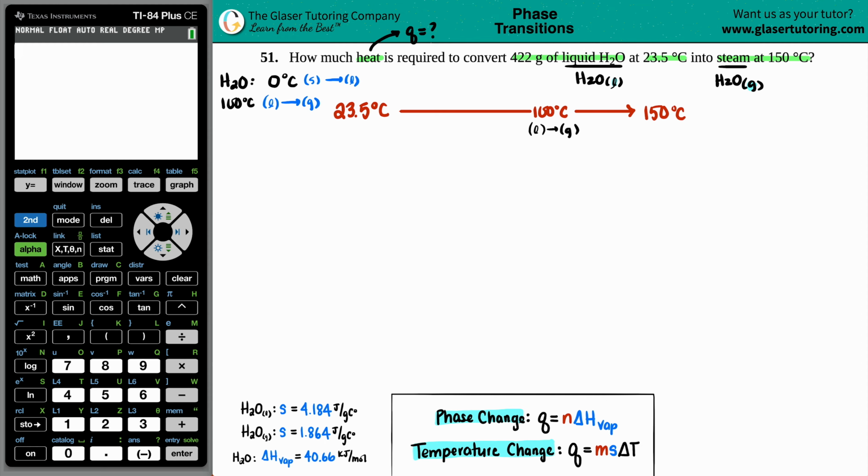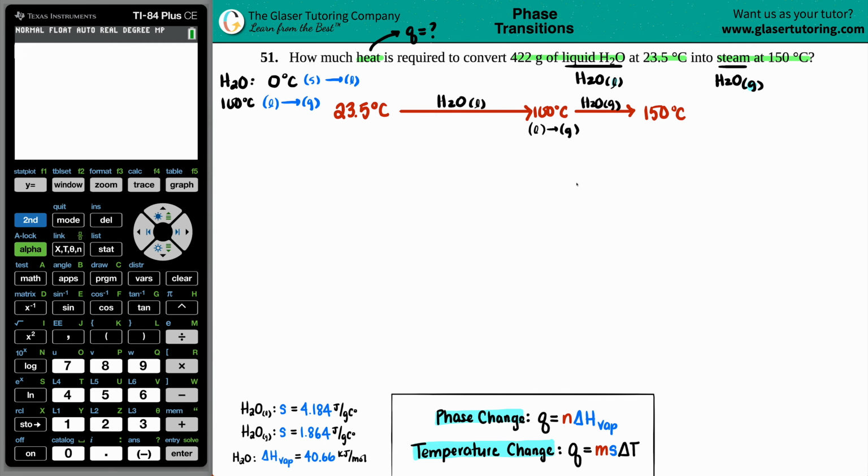So now I have different steps, and here is your blueprint. Anything from 23.5 degrees Celsius to 100, the water is going to be in the liquid phase. At 100, it then changes to gas, and then from 100 all the way up to 150, that water is now in, yeah, you got it, the gas phase.